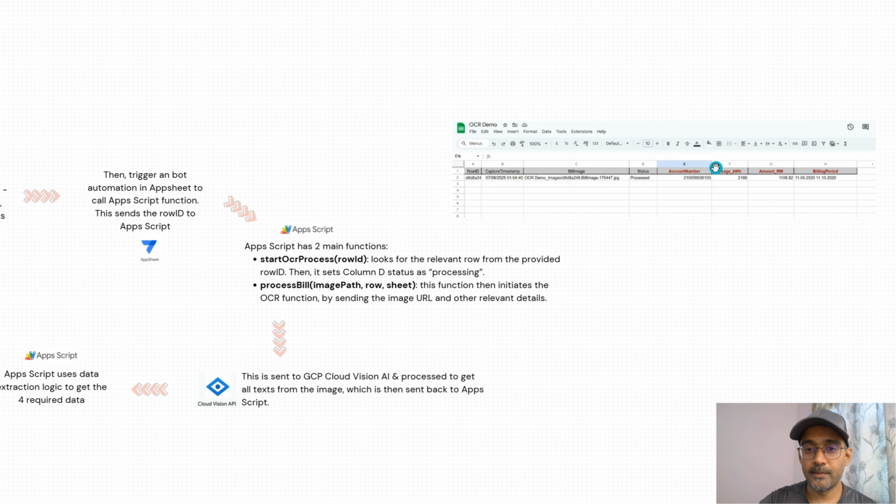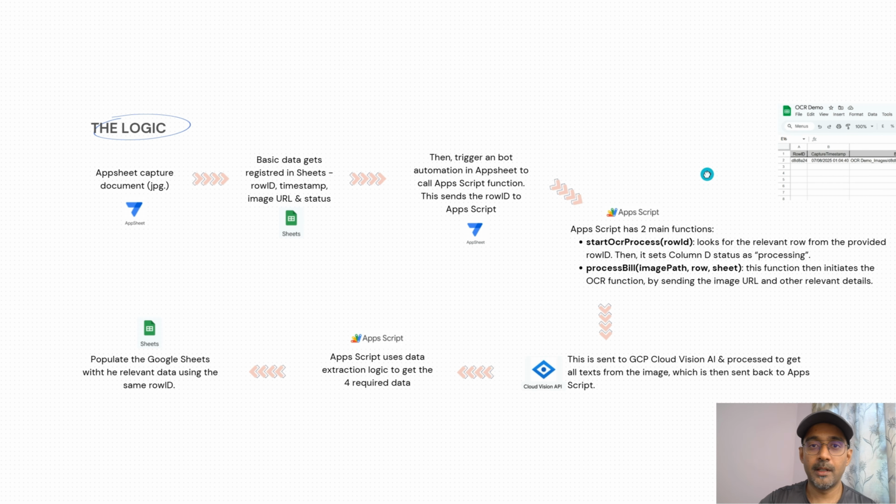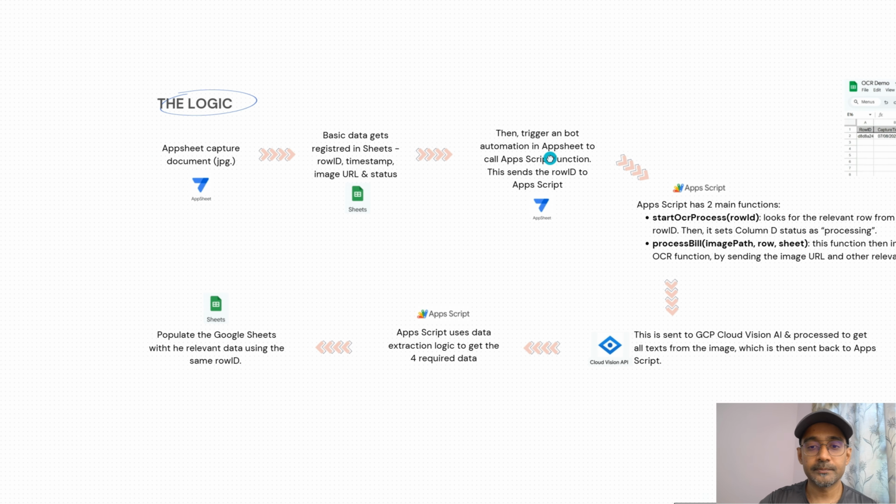So this is the Sheets file from earlier. The moment you take a picture, the row ID gets created, the timestamp gets created, and then the image URL gets saved here as well, because this is the part that is done in AppSheet itself.